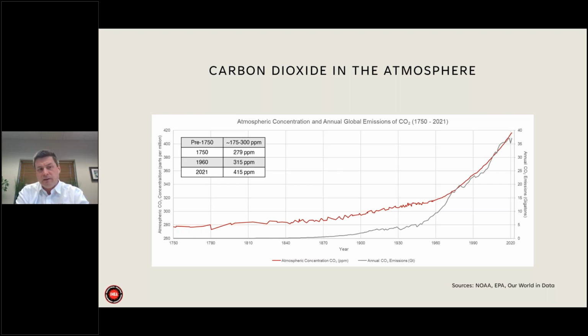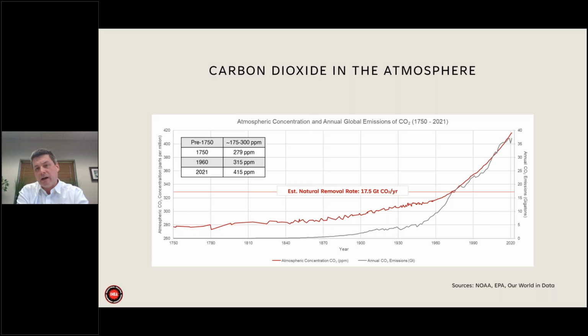Before 1750, the level of carbon dioxide in the atmosphere bounced between maybe 175 and 300 ppm for about 80,000 years. So we're well above that now. And so the question is, what does that mean? Well, the estimated natural removal rate of carbon dioxide from the air is 17.5 gigatons of CO2 per year. Right now, we're emitting about 35 gigatons of CO2 a year.